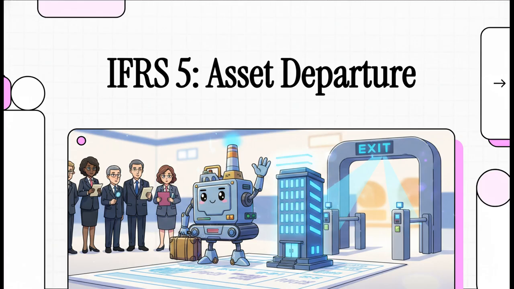Imagine an asset, maybe a massive piece of heavy machinery, or even an entire division of a company, packing its bags and waiting in the company's departure lounge. It's getting ready to leave the balance sheet for good. But as we're going to see, gaining access to this departure lounge involves clearing some incredibly strict security checks.